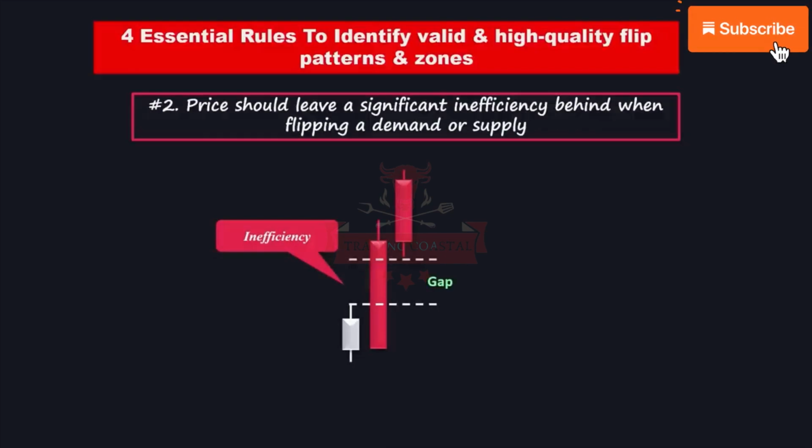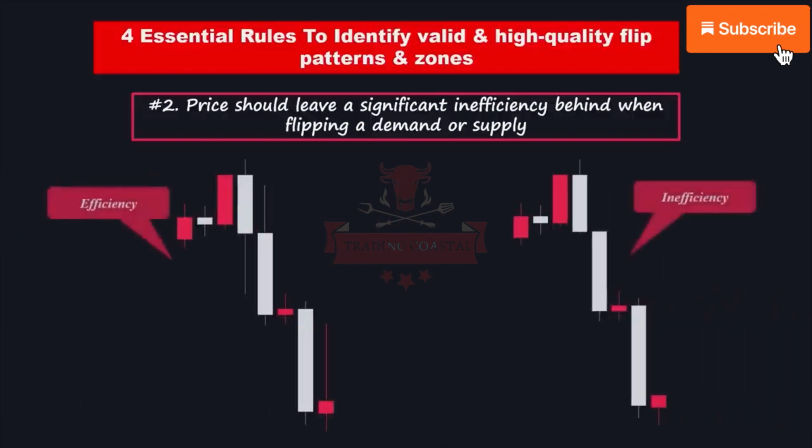This is often observed as a gap within the candles. To clarify, let's consider 2 scenarios. If a 3-candle sequence does not exhibit any gaps, it is considered an example of efficiency. On the other hand, if there is a gap present within the candles, it signifies an example of inefficiency.